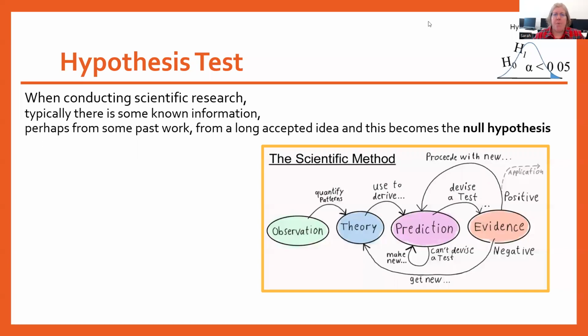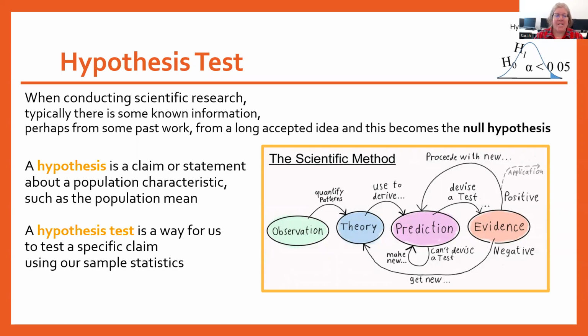Let's take a broad look at what a hypothesis test is. When we conduct scientific research, typically there is some known information, either from past research or from a long accepted idea, such as the average height of adults is 5'6". This claim about the population is going to become what's known as our null hypothesis.